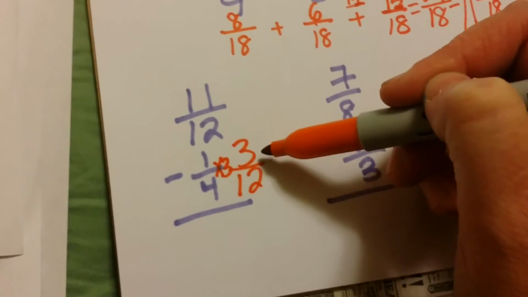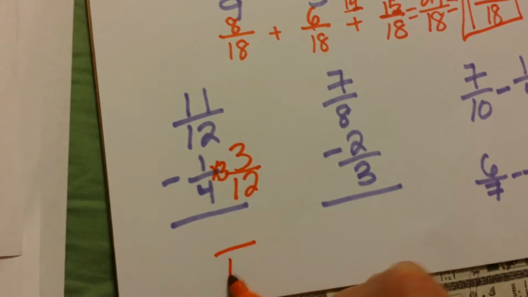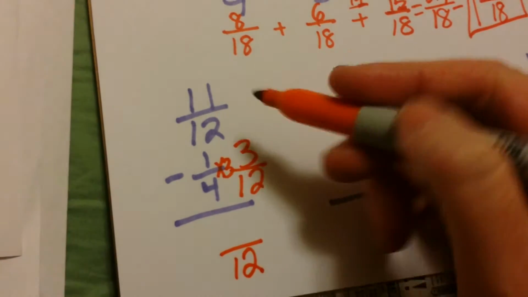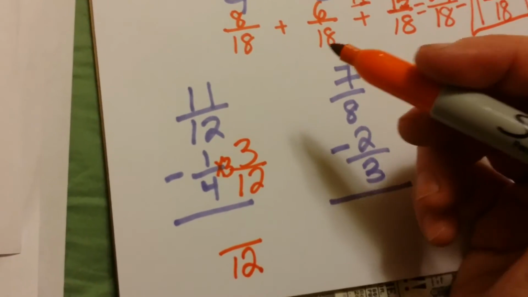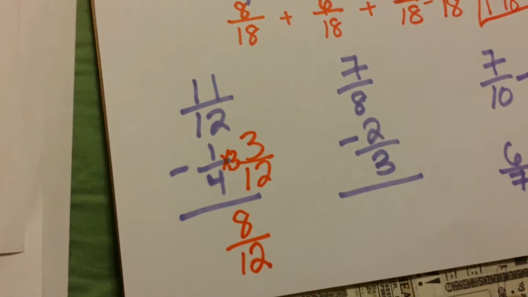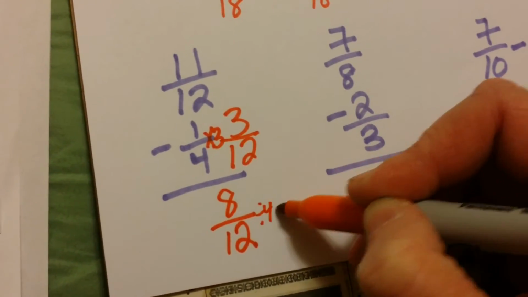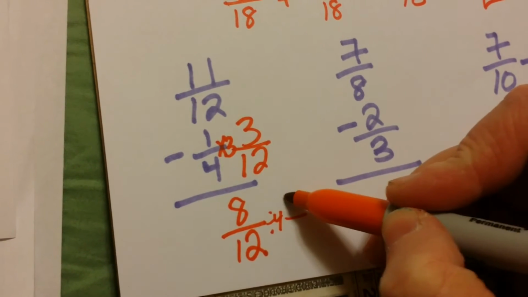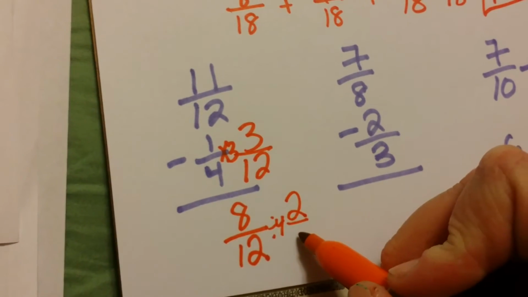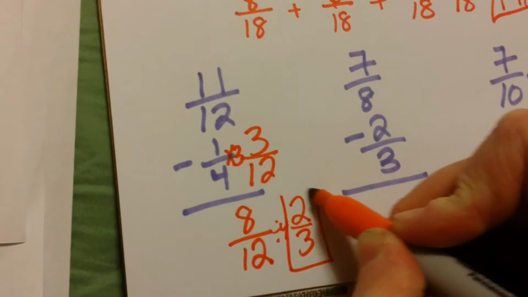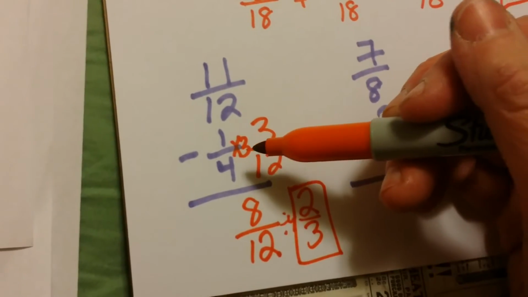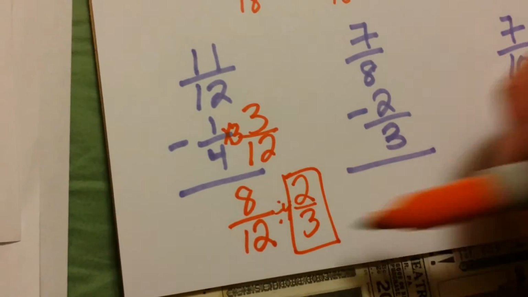11 twelfths minus 3 twelfths is going to be so many twelfths. That's their name. So what's 11 minus 3? Well, that is 8. Is that simplest form? No. 4 can go into both of those. So 8 divided by 4 is 2. 12 divided by 4 is 3. So 11 twelfths minus 1/4 is 2/3.